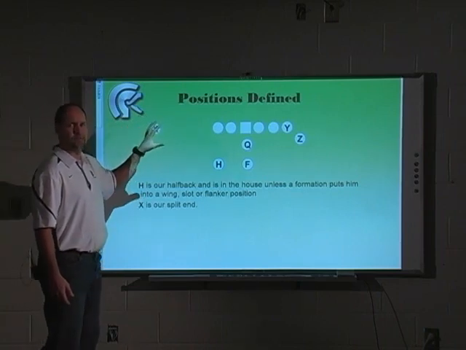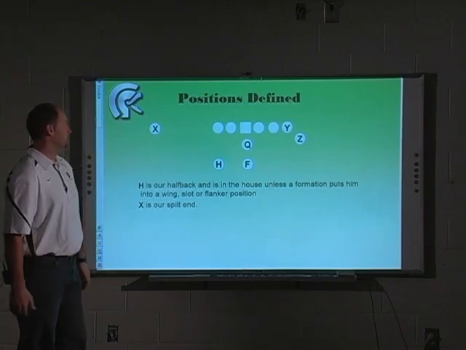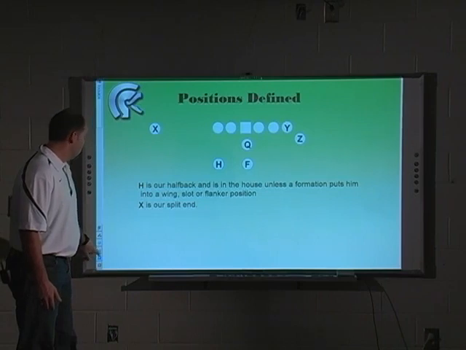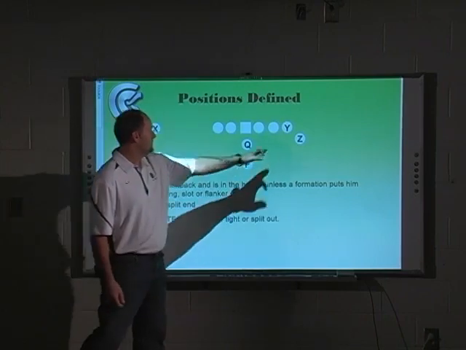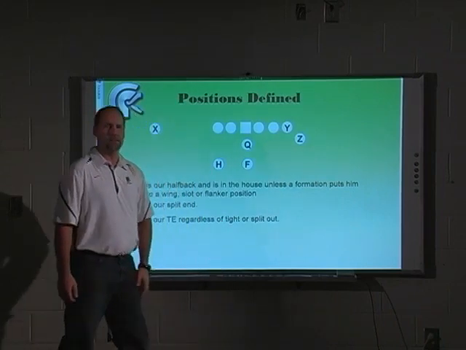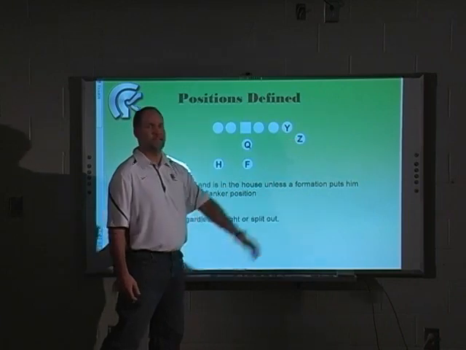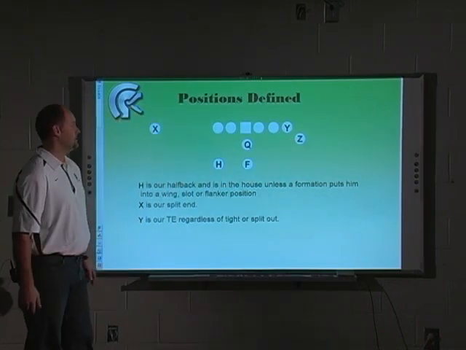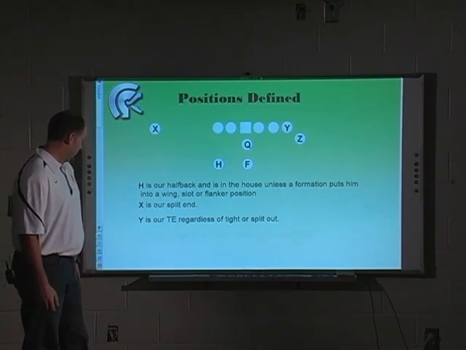But he's on the line of scrimmage unless a type of motion will get him off the line. But other than that, he'll always be out here, split out, and on the line of scrimmage. The next position is our Y. Our Y is our tight end. And that tight end could be in here like you see now. He could be split out. And again, all the different types of formations may put him in different places, but we're still going to call him Y, and that Y again is our tight end.